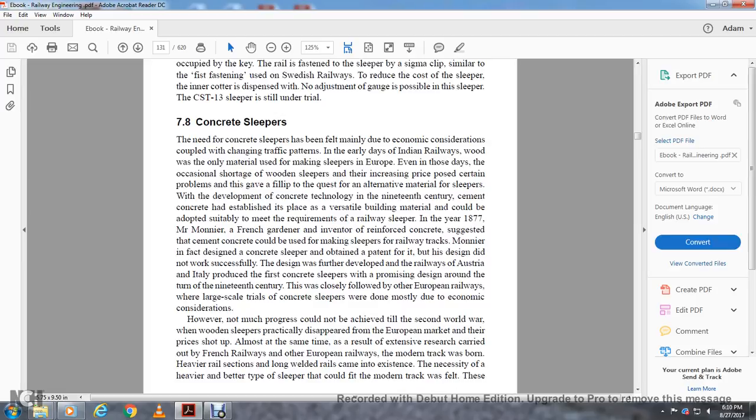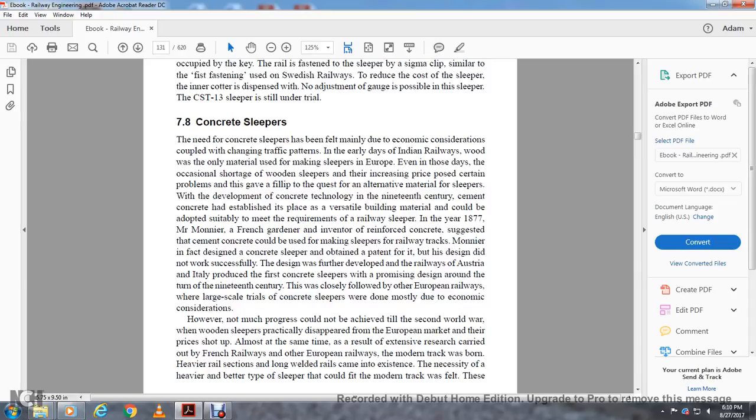7.8 Concrete tie. The need for the concrete sleeper has been felt mainly due to economic considerations coupled with the changing traffic pattern. In the early days, wood was the material mainly used for making sleepers in Europe. Even in those days, the occasional shortage of wooden sleepers increased the price and posed certain problems, which gave rise to the quest for an alternative material for sleepers. Development of concrete technology in the 19th century established concrete as a suitable building material that could be adopted to meet the requirements of the railway sleeper.